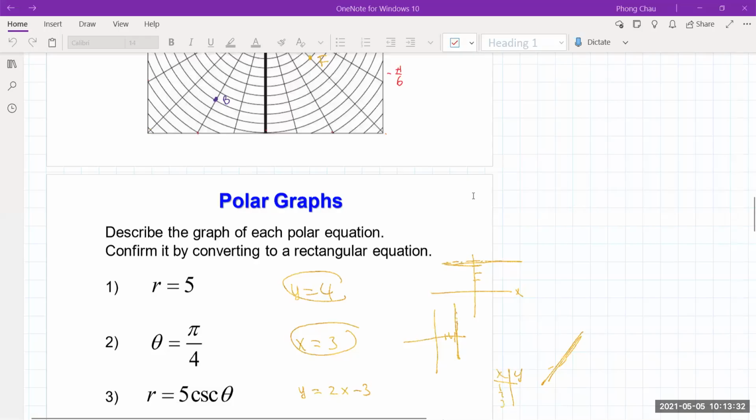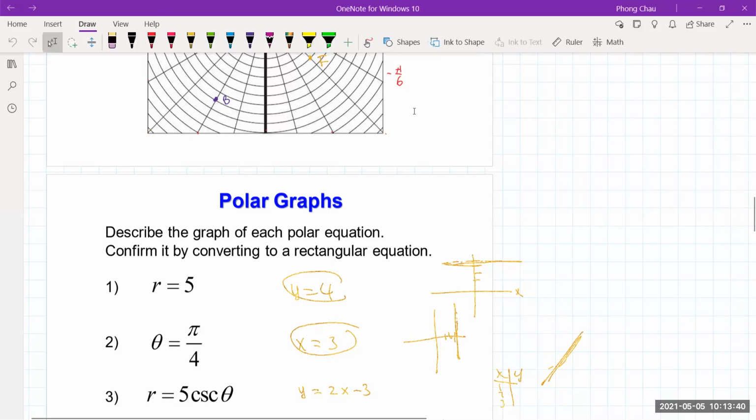Right, this is part 2 of 10.4. Let's recall we have the polar coordinates. It's a new way to locate points rather than using the x, y coordinates. We use r and theta coordinates.